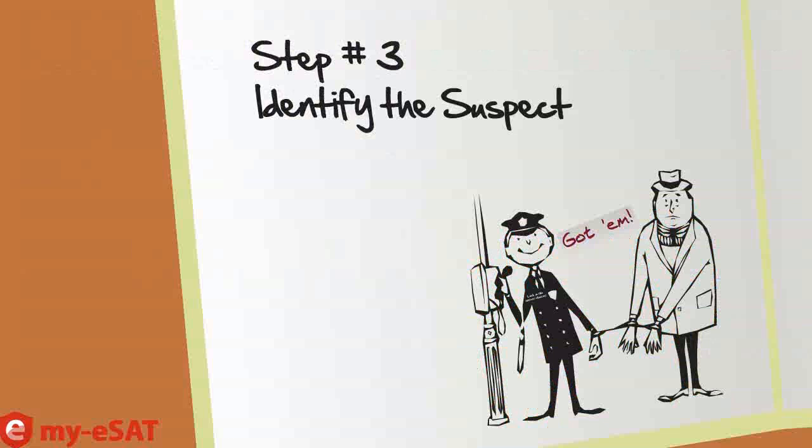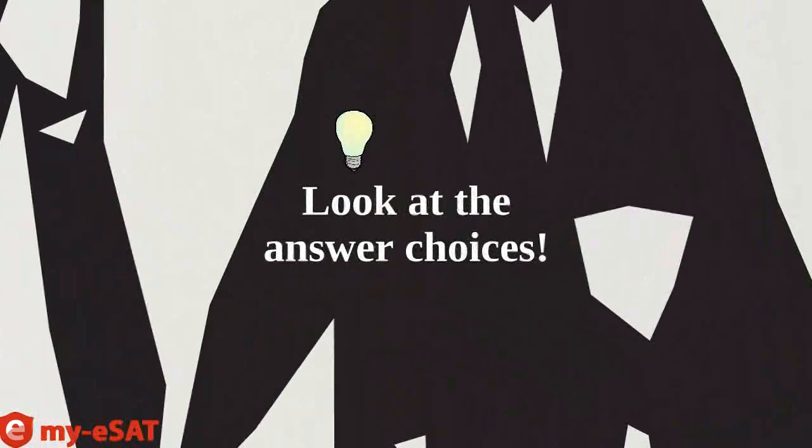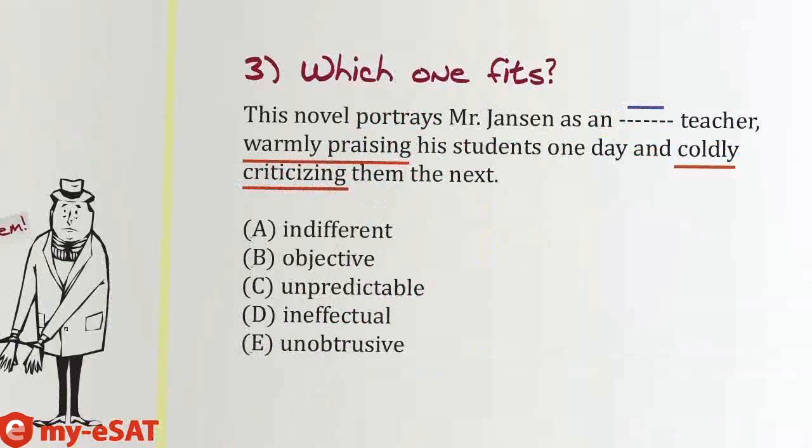Step 3, identify the suspect. Up to this step, you should not have yet read the answer choices. But now that you have formed your expectation for the blank, read the answer choices individually and consider how they would affect the meaning of the sentence.